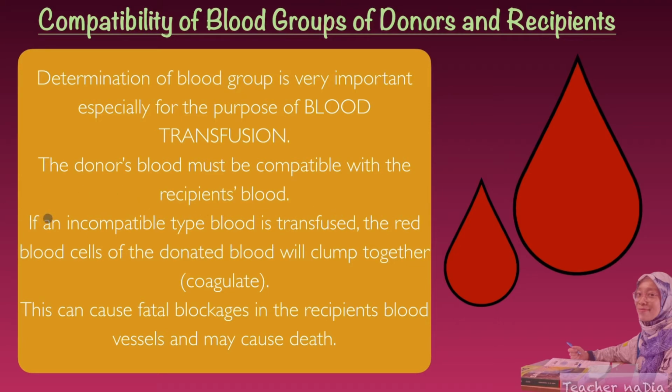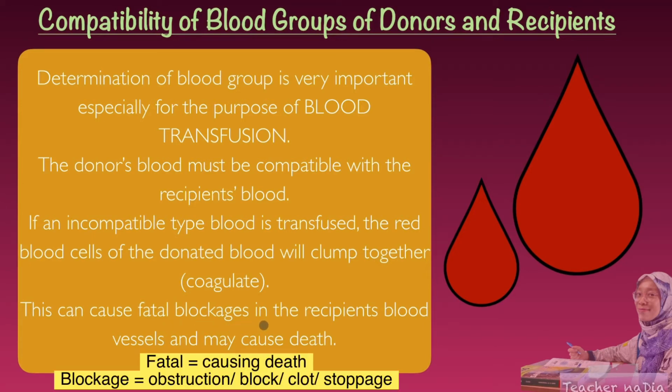So what happens if the blood is incompatible? If an incompatible type of blood is transfused, the red blood cells of the donated blood will clump together, will coagulate. This can cause fatal blockage in the recipient's blood vessels and may cause death. So that's the effect of incompatible types of blood.